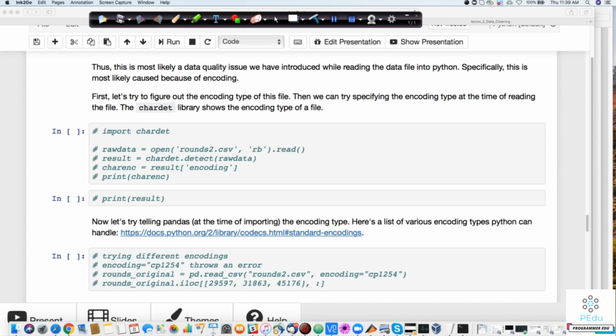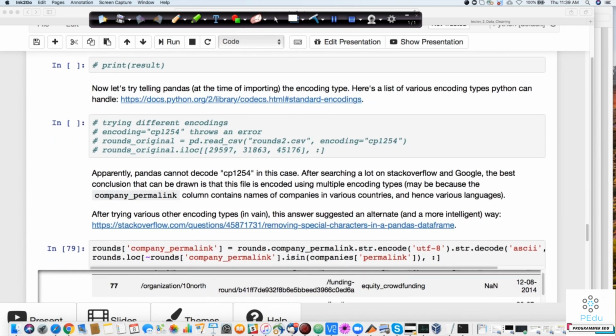And you will notice that when you run it on the result, it will tell you that the right encoding is CP1254. So we removed that ISO and started with CP1254, and we noticed that we got an error. You can try that. I have commented it out, but you can try this out, and you will notice that we ended up with an error. Due to this, we realize this is not going to work.